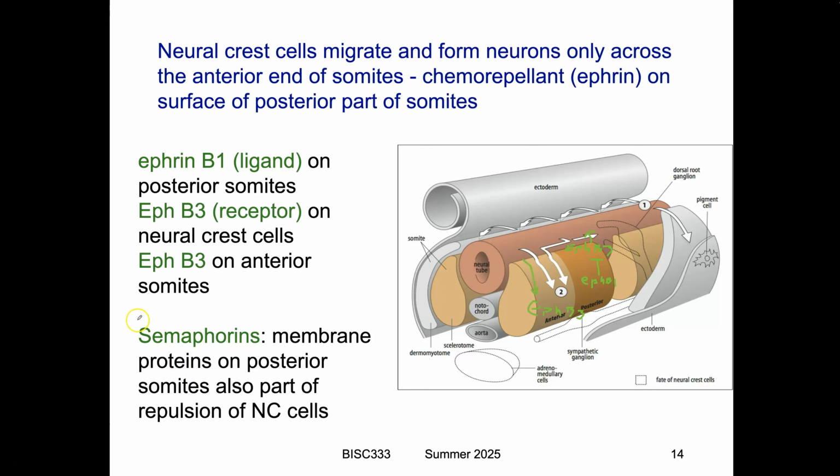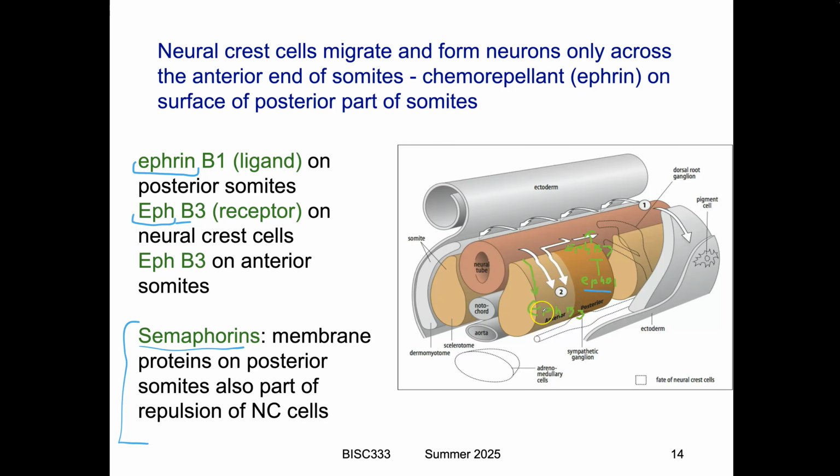And there's a number of different molecules involved. For example, if you took cell biology courses, you may have heard of semaphorins, and they're part of this process. But I just want to talk about the ephrin system this time. So posterior somites have ephrin B1, which is a ligand, and the neural crest cells are expressing EphB3, which is a receptor. And so they have very similar seeming names. So the convention is to write out the whole of ephrin for the ligand and just Eph for the receptor as a way of indicating which is which.